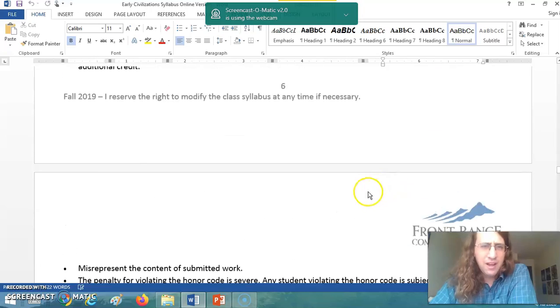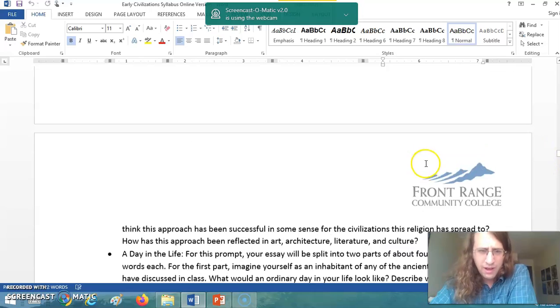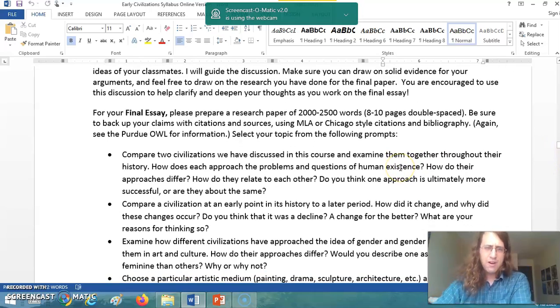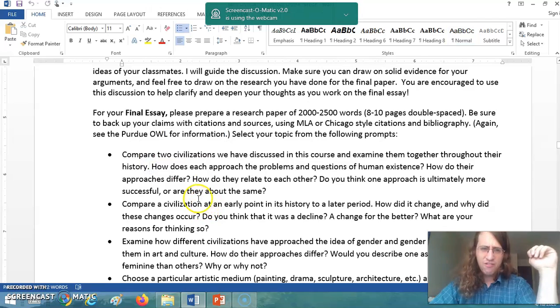Looking at a lot of different materials from the class, I'm going to scroll up here to the different possibilities. So all of them involve looking at particular civilizations. The way to do it is just to follow the little paragraph-long prompt for each of these. So here are the options that you can work with.